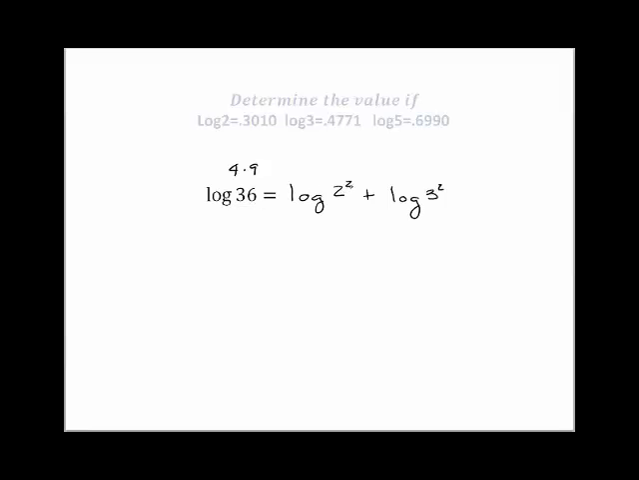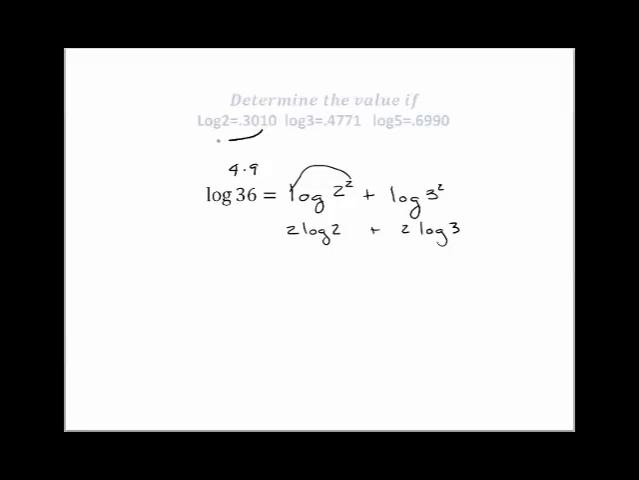Now let's rewrite this again. We know to bring those exponents down in front. So we've got 2 times the log of 2 plus 2 times the log of 3.